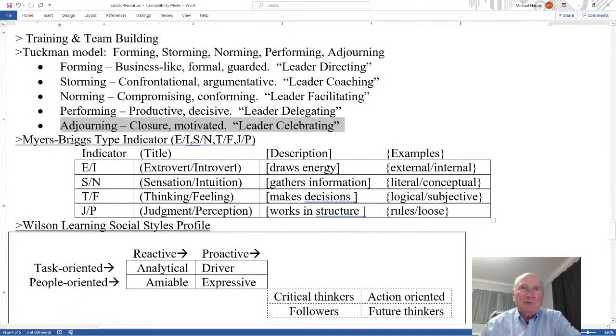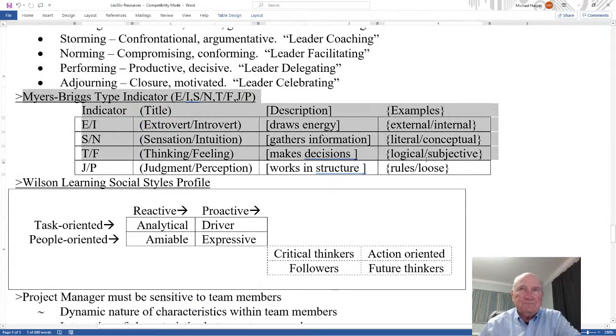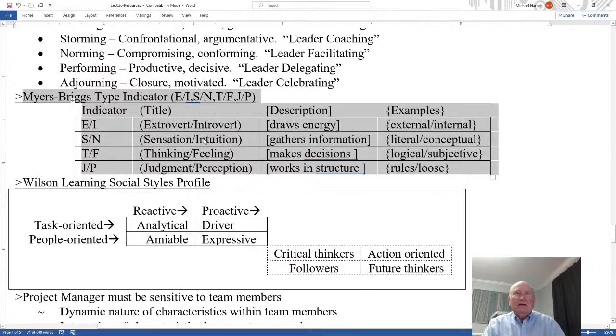So then you go to the Myers-Briggs. Now the Tuckman model is team. The Myers-Briggs is more individual. Back in the early part of the 20th century, Myers and Briggs, a mother-daughter team, began to develop this.